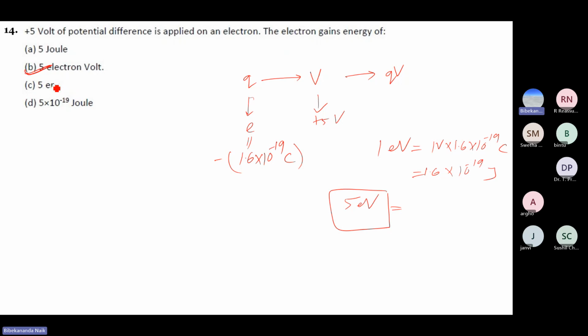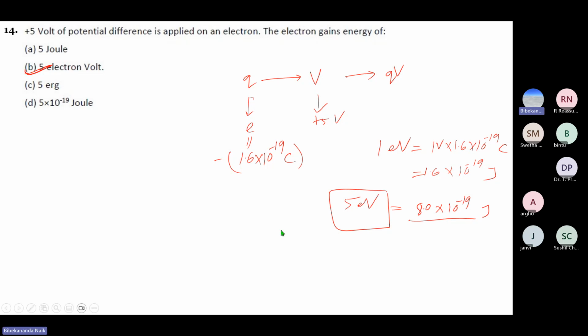But if all the options are in joule, then what will be the value of 5 electron volt when you convert it to joule? So what is the value of 5 electron volt in terms of joule? 5 into 10 power minus 19 joule. Yes, so it will be 8 into 10 to the power minus 19 joule. So this is the energy of the electron in terms of joule when it is accelerated in a potential difference region of plus 5 volt. So here the correct option will be option B.